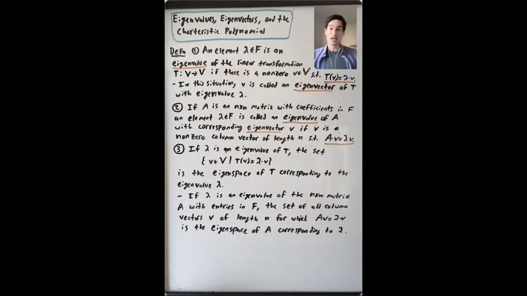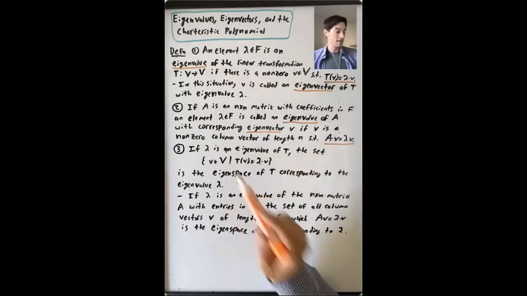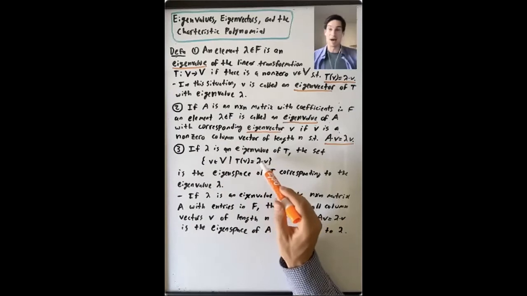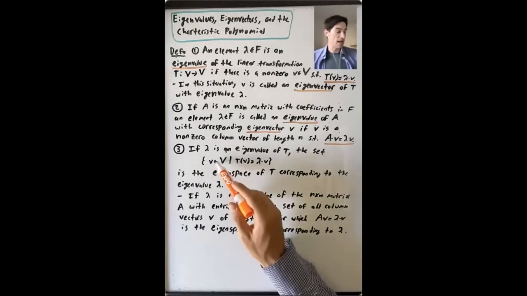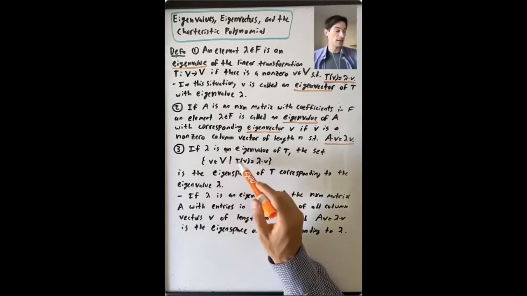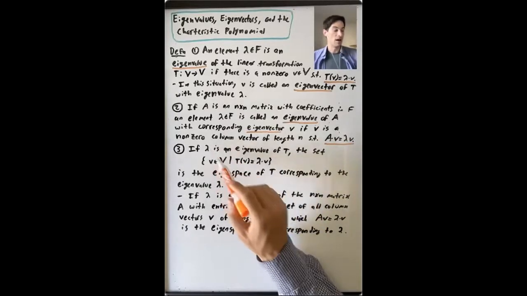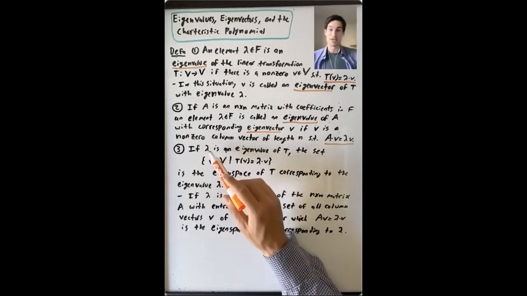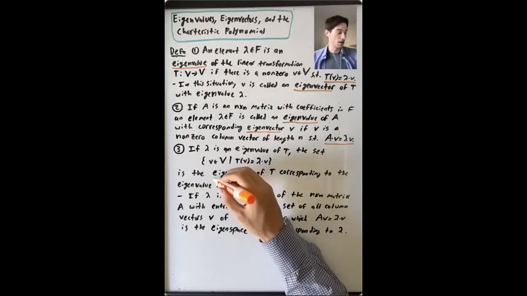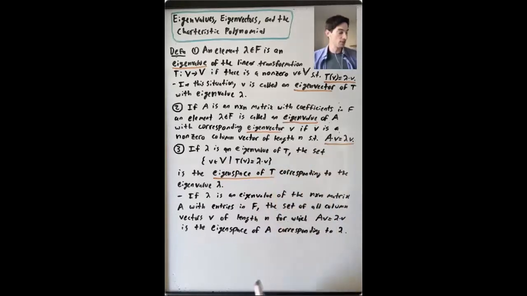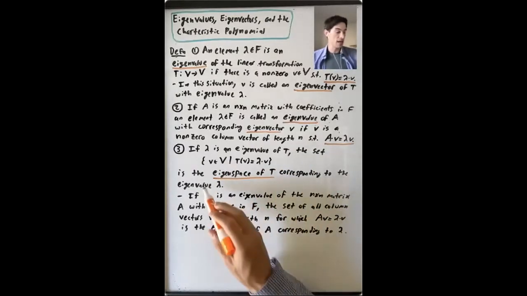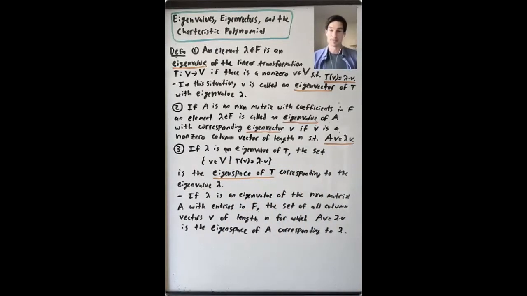All right, so if lambda is an eigenvalue of T, you can consider the set of all eigenvectors in V which have the same eigenvalue lambda. So this set is all the vectors in V so that T of v equals lambda times v. So you have a space like this for each lambda. This is called the eigenspace of T corresponding to the eigenvalue lambda.